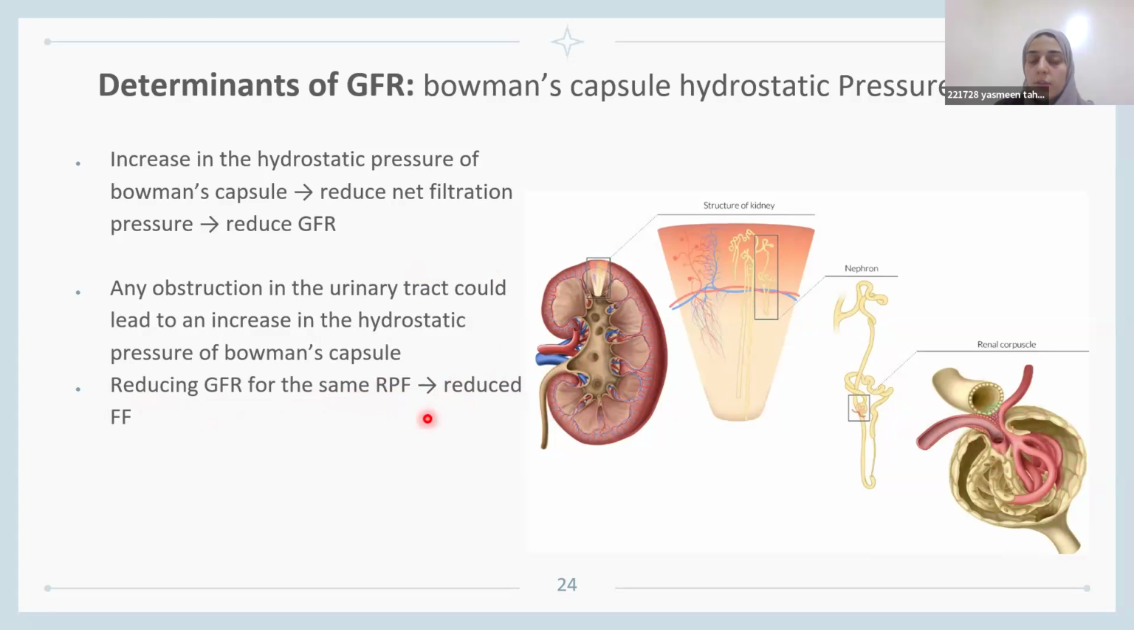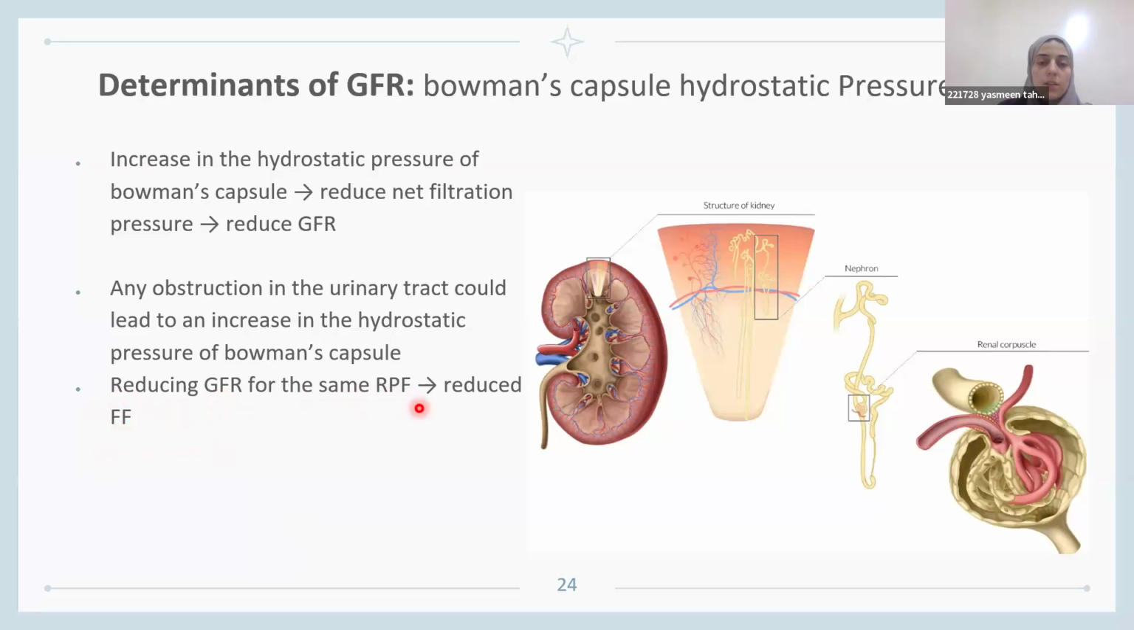So it doesn't have any effect on it. It doesn't increase it. It doesn't decrease it. It has to do only with the GFR. So if we have GFR that's less for the same renal plasma flow, again, filtration fraction is GFR over renal plasma flow. It's how much of the blood is being filtered. So in this case, we will have less filtration fraction because the blood flow into the kidney is the same.